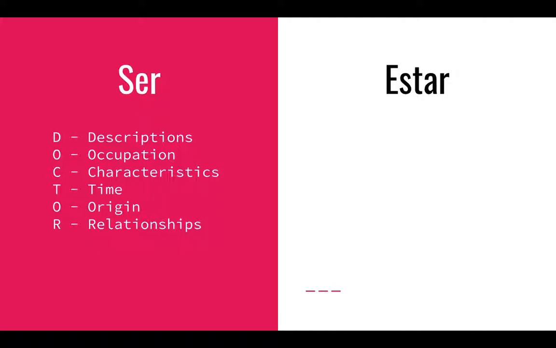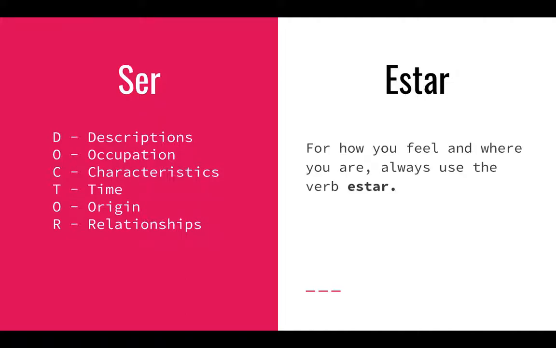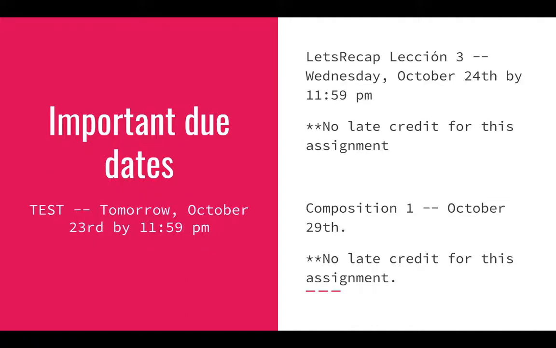Now I understand that these 6 different categories can be a lot for you to remember, so why don't you just remember when we use estar. Estar is a little bit simpler because for how you feel and where you are, always use the verb estar. Anytime that you're expressing emotions and anytime that you're expressing the location, you're going to use the verb estar, and everything else is going to be for ser. So if these work for you, I'd love to see you use them a little bit more. If not, email me. We can chat about other options.